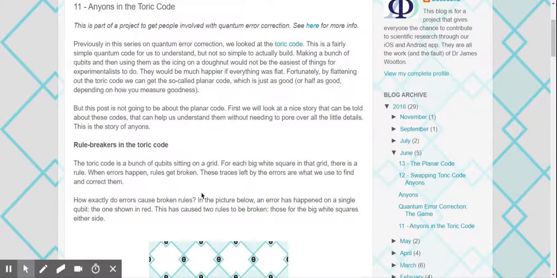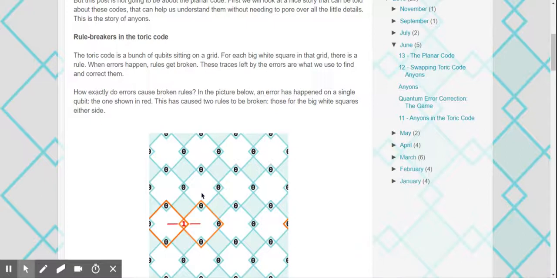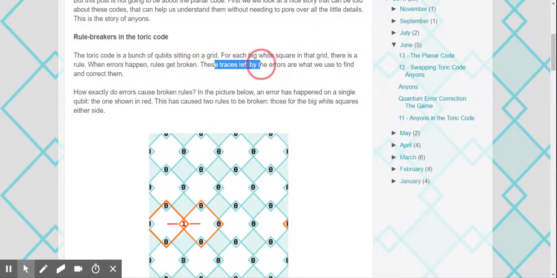First, we'll look at a nice story that can be told about these codes that can help understand them without needing to pore over all the little details. This is a story of anyons. Rule breakers in the toric code. The toric code is a bunch of qubits sitting on a grid. For each big white square in the grid, there is a rule. When errors happen, rules get broken. These traces left by errors, we can use to find and correct them.